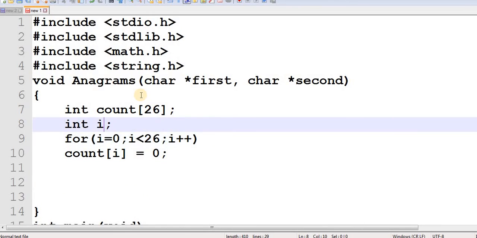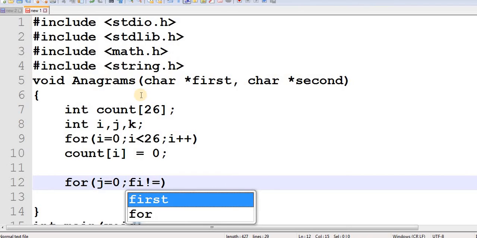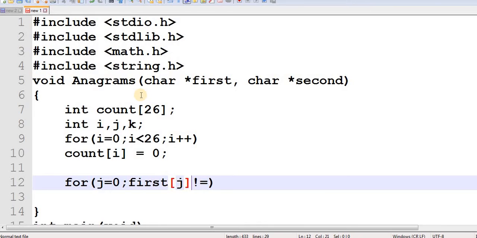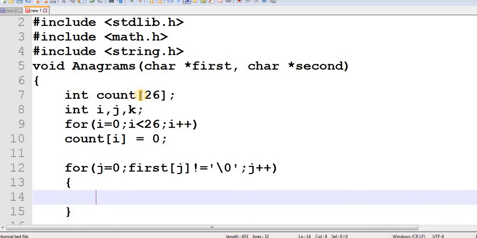So let's take another two indices, j and k. One is for the first input string and another is for the second input string. So for j equals 0, first of j not equal to the null character. What we are doing is processing the string character by character until a null character is encountered. First we have to check whether it is a capital letter or a small letter.